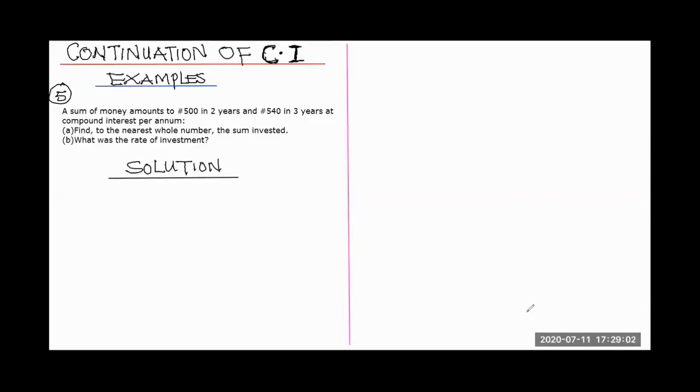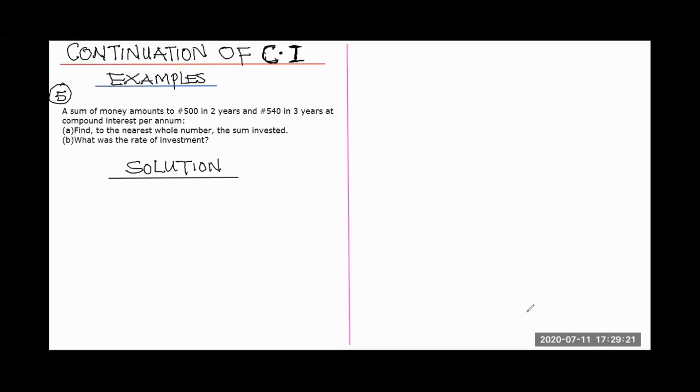Continuation of compound interest examples. We'll continue from example 5. Remember, we stopped at example 4 last time. A sum of money amounts to 500 naira in 2 years and 540 naira in 3 years at compound interest per annum.